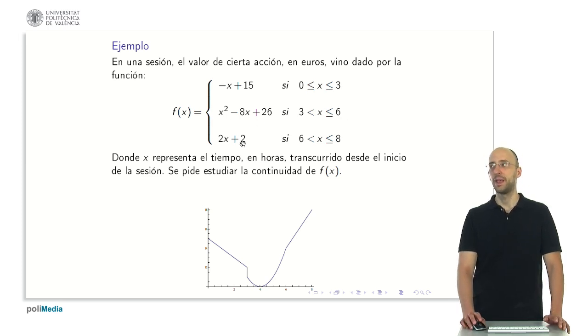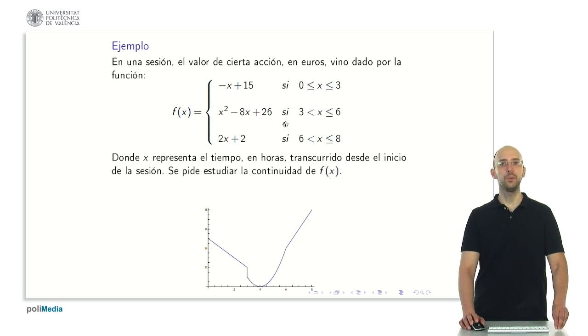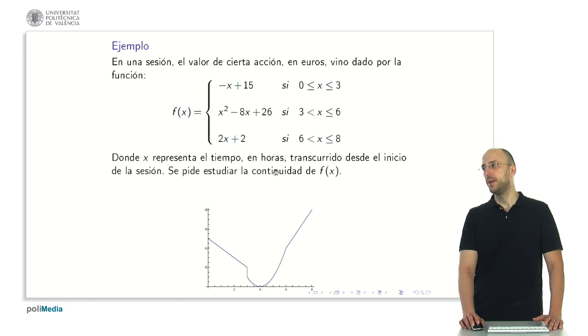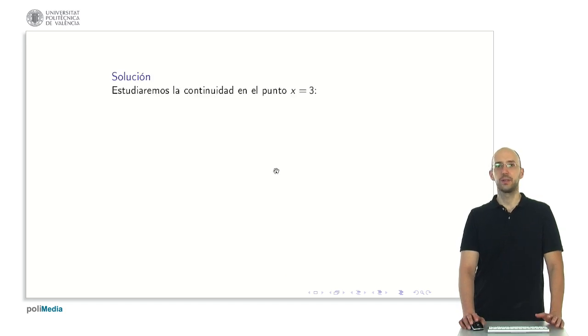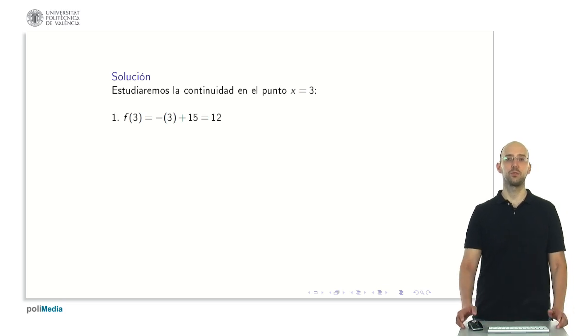In the rest, I insist, any polynomial is continuous. Therefore, I would not need to study the continuity in any other point. Let's start with the point 3. What happens in this point? We will have to start with the 3 steps that we have mentioned before.